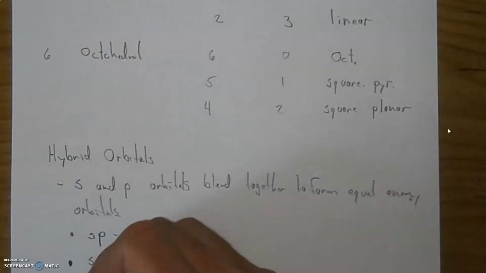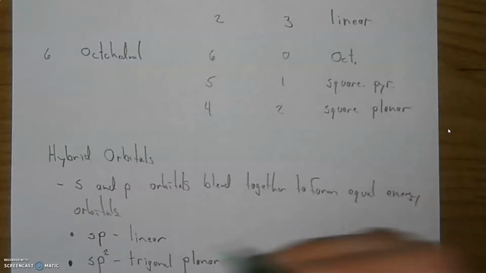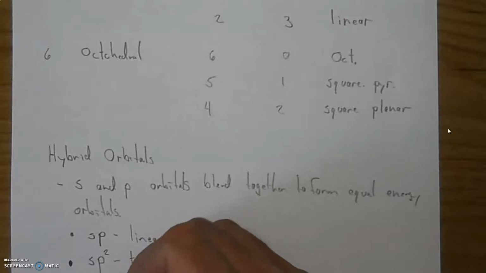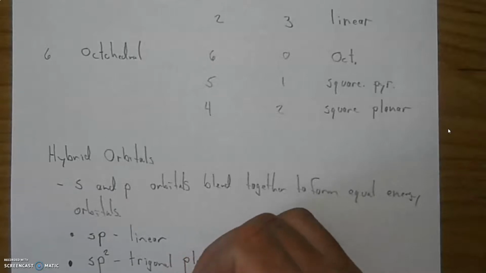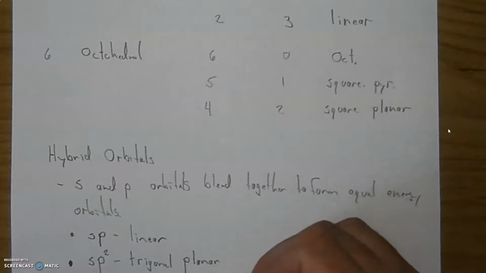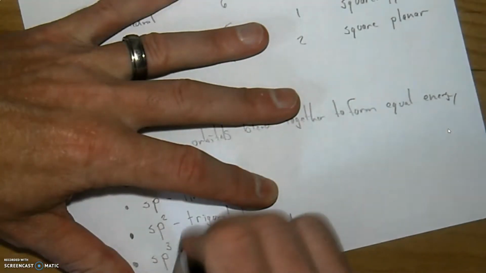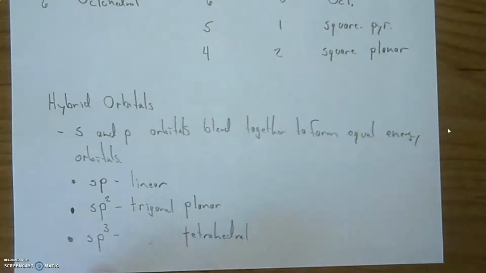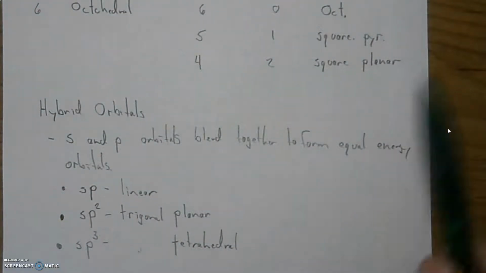And if we have all three of the p orbitals, the sublevel, blend in with the s, that'll be sp3. And again, that shape will be tetrahedral. Let me bounce this up because that wasn't visible. No, I'm looking at my notes wrong. That'll be tetrahedral. So if you have the s and the three p's combining together, that'll be tetrahedral.